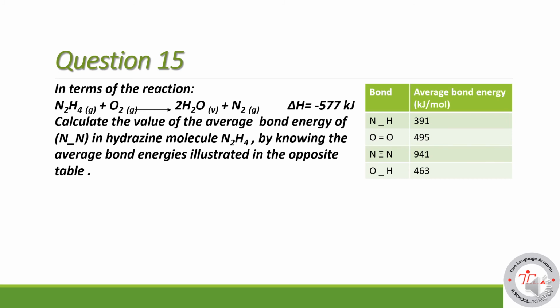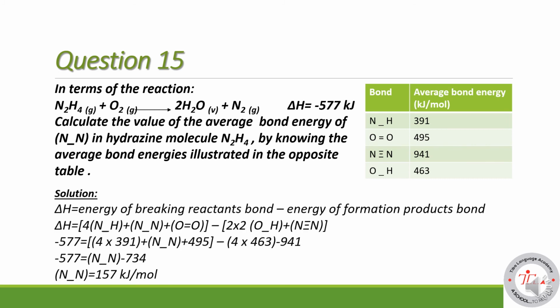To find delta H, it equals the energy of breaking the reactants' bonds minus the energy of forming the products' bonds. By drawing every bond for each molecule and subtracting the formation of the products from the breaking of the reactants, we will find that N-N equals 157 kilojoule per mole.